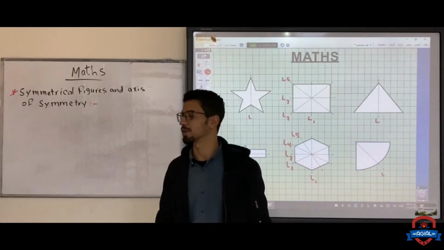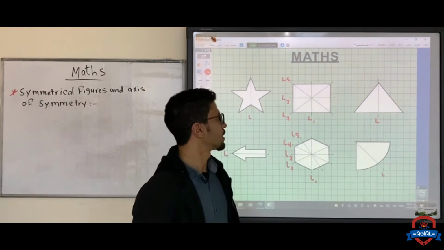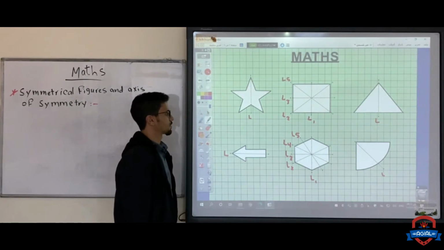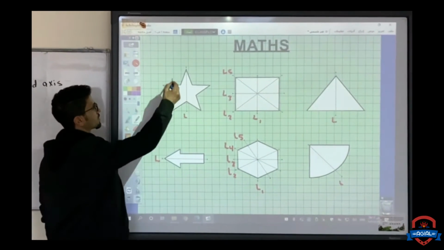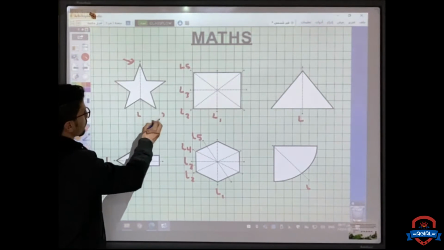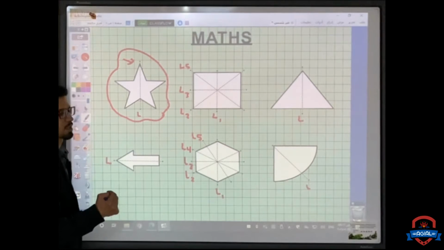Today we are going to study symmetrical figures and axis of symmetry. So we can start by looking at these figures. When we look at these figures, we notice that there is a straight line, and this straight line divides this figure into two equal or two identical parts.